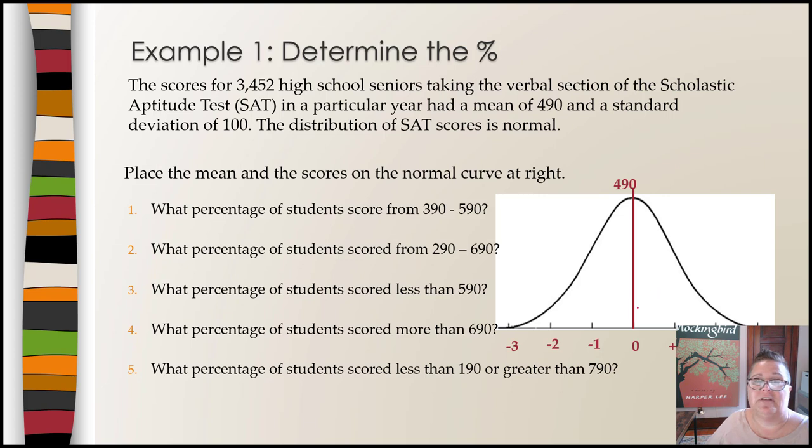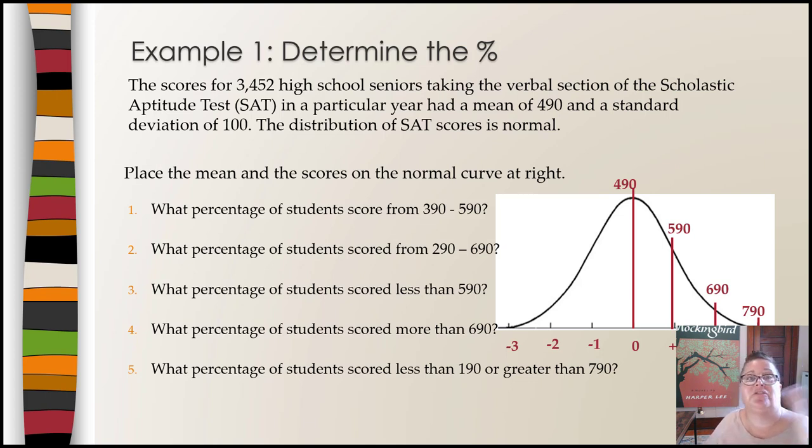Now, the standard deviation on this guy is 100. So if I go 1 standard deviation above the mean, that would be 490 plus 100, or 590. If I go 2 standard deviations above the mean, that's another 100 up, or 690. And if I go 3 standard deviations above the mean, that would be 3 times 100 plus 490, or 790. Thus, I have all of the standard deviations marked above the mean.